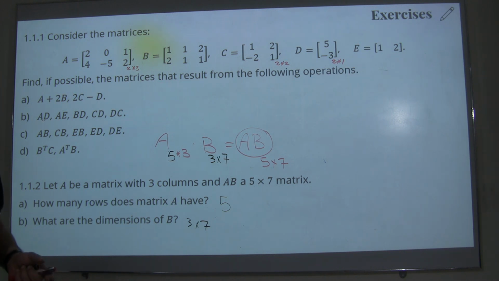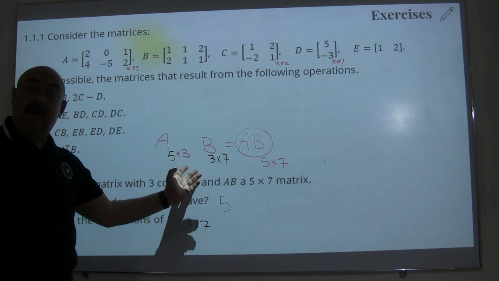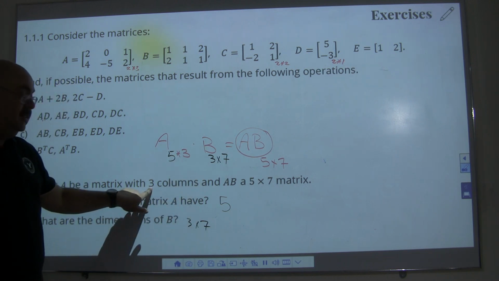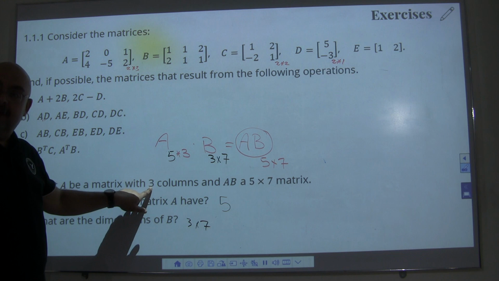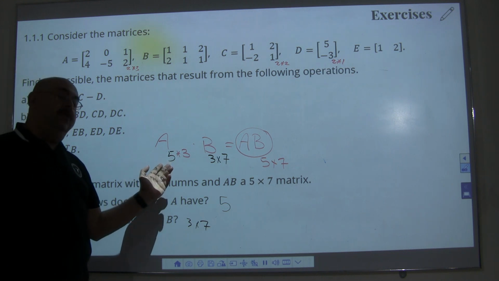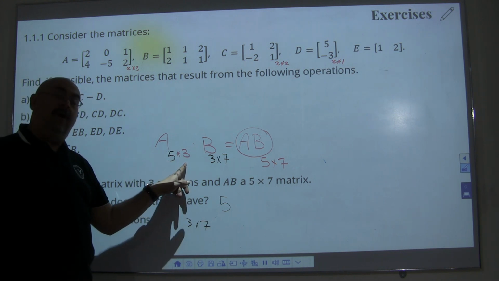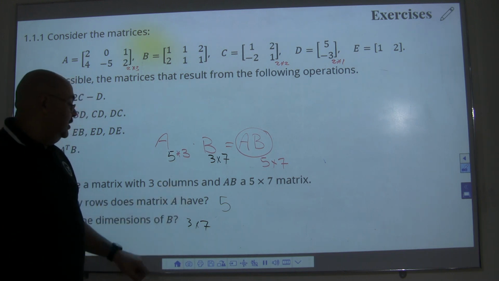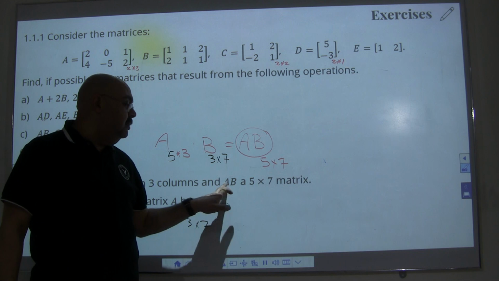Where did the 3 for B come from? He told me, let A be a matrix with 3 columns. So I don't know the number of rows, but I know the number of columns. He succeeded in multiplying them, since he's saying that A times B equals what?